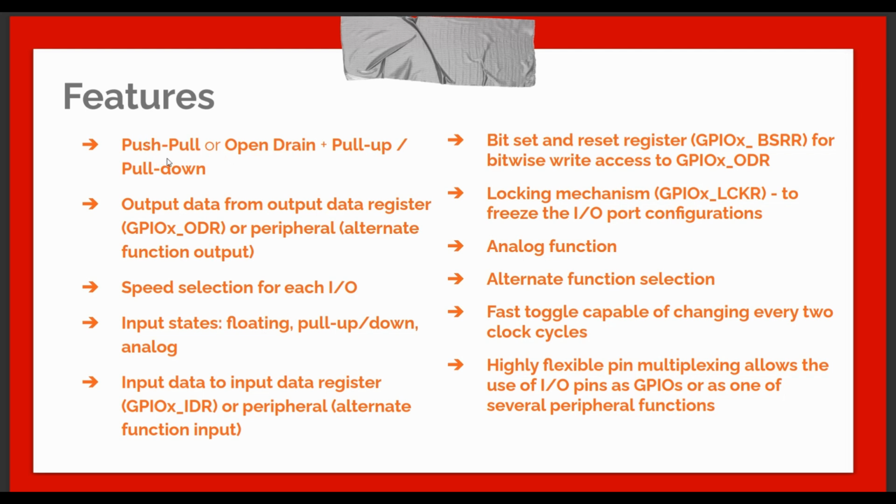So first is push pull or open drain plus pull up pull down. We'll go into detail on what push pull, open drain, pull up and pull down are. Then we have output data from the output data register. The output data register is one register where we write what we want to provide to the output. We can read that to verify. Sometimes we need to verify that whatever we are writing to the output is correct.